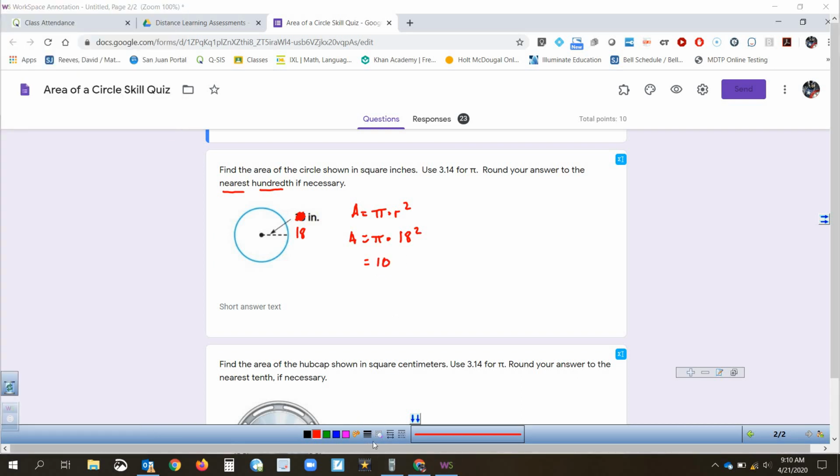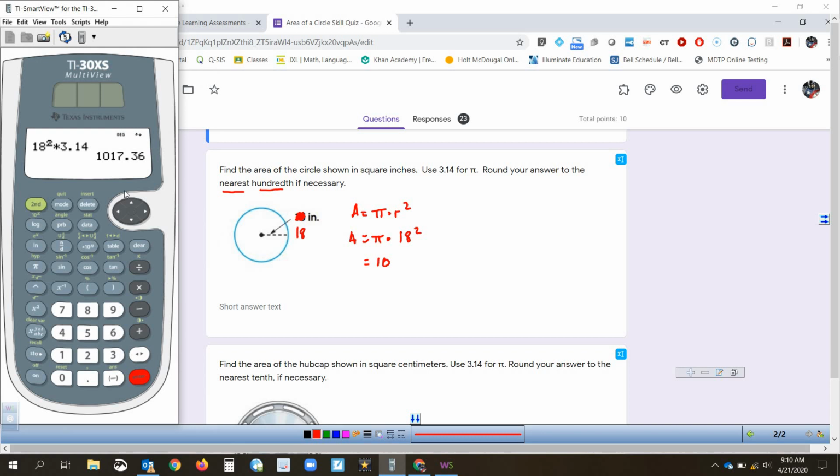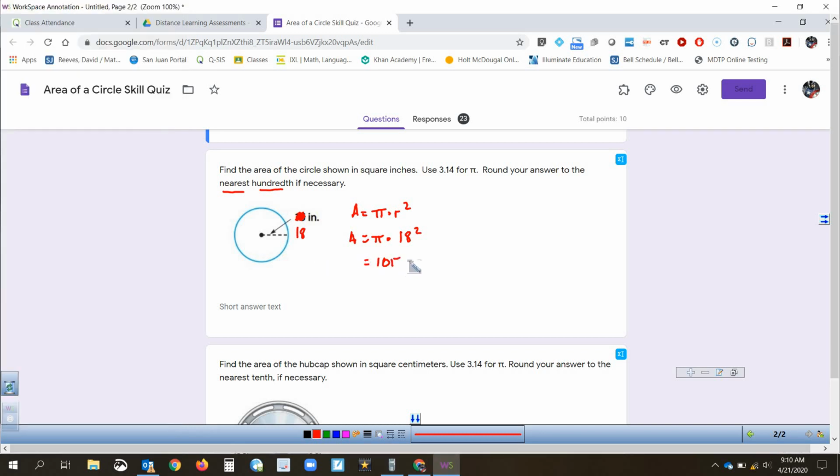Whoops, I lost it here. Let's bring this back here. I get 1017.36. And that would be in square inches or inches squared. All right, now again, it says round to the nearest hundredth, but I've got 2 places and nothing else, so I'm done.